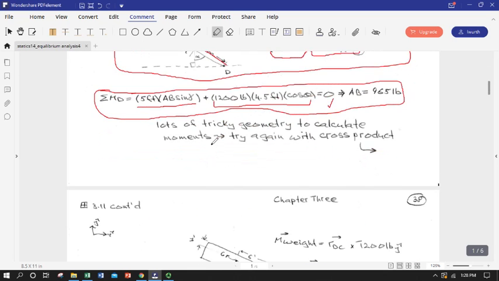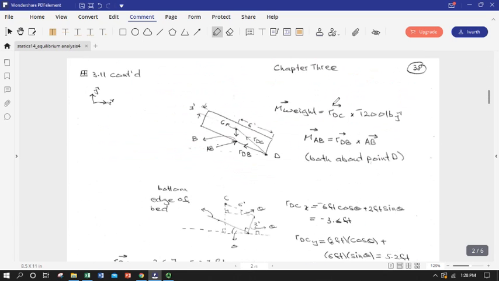Okay, so obviously I was unimpressed with how much geometry I had to do, so I decided, let's see if there is a better way to do that. And so I decided to look at calculating moments directly with a cross product, because I thought it might be easier to get radii and just let the cross product take care of more of the geometry for me.